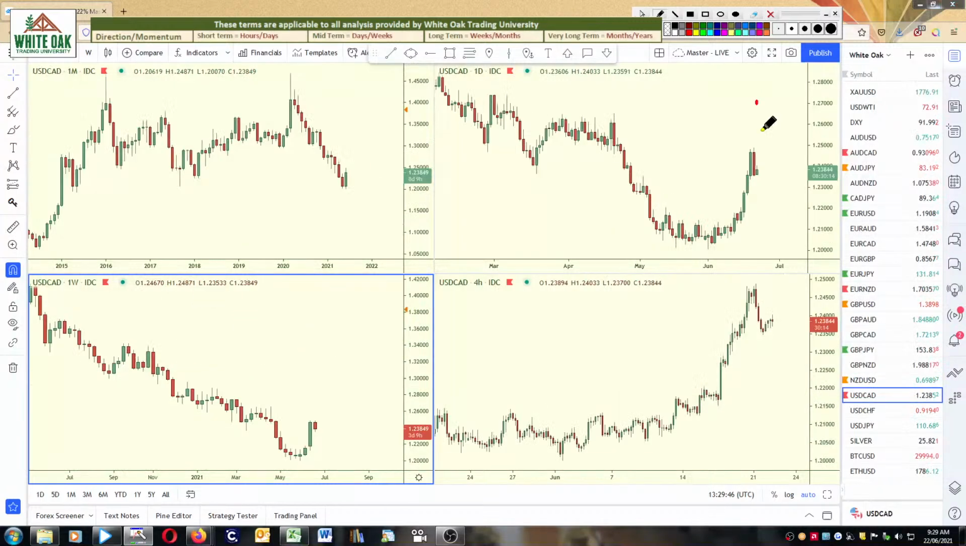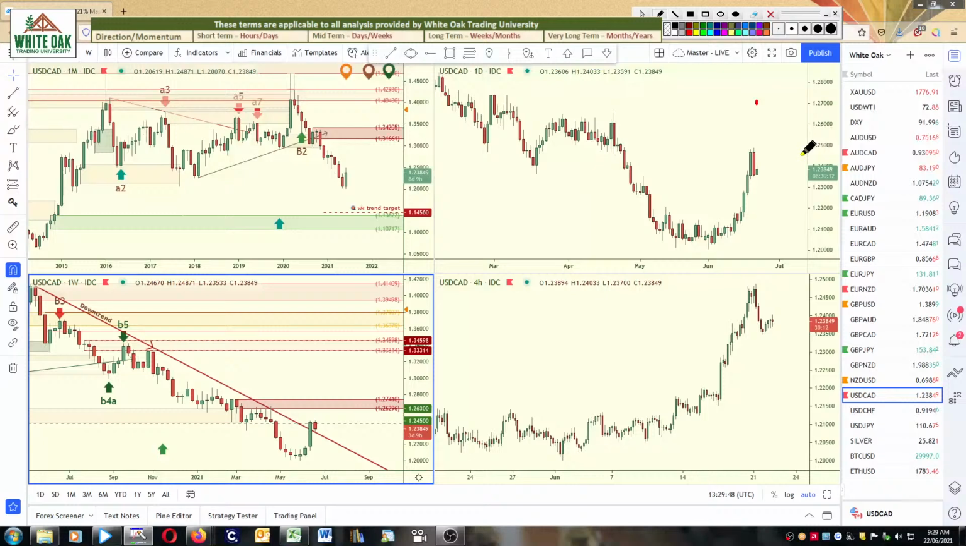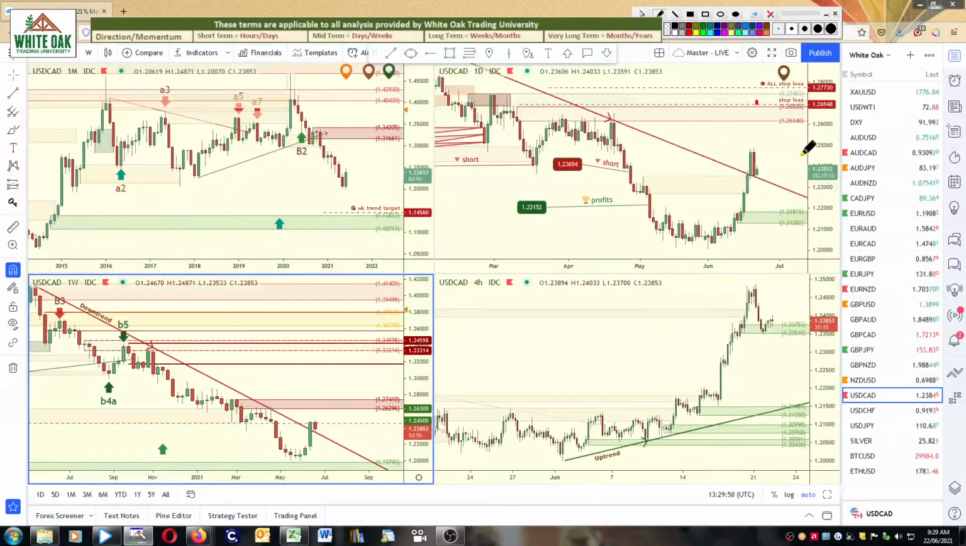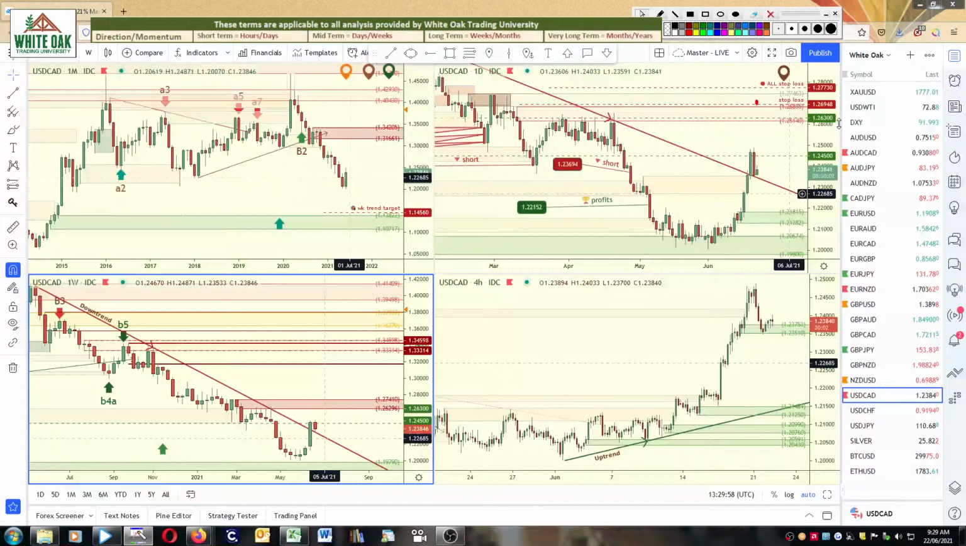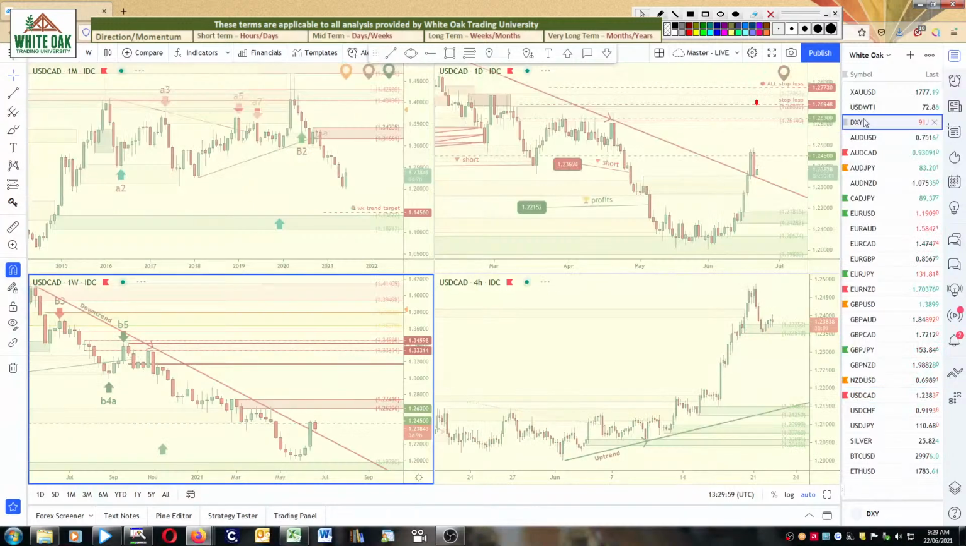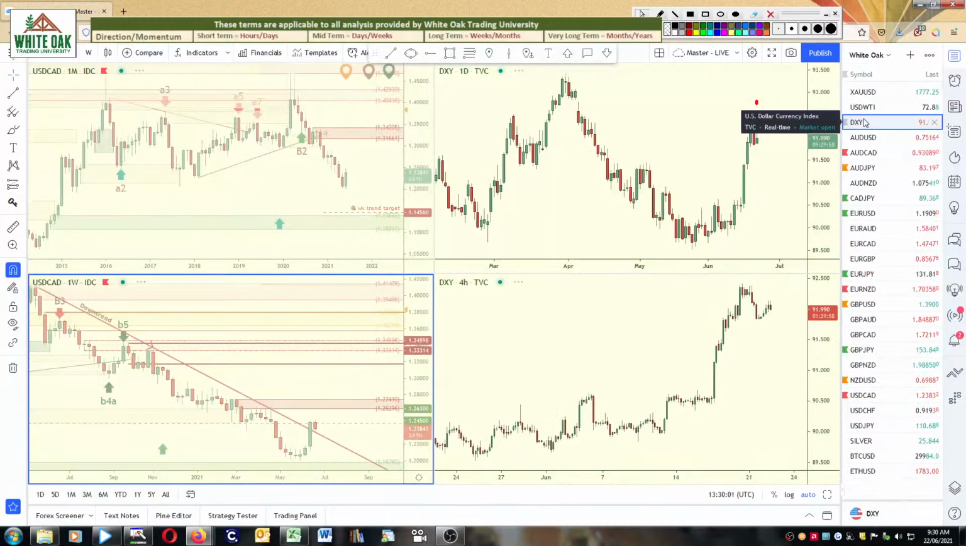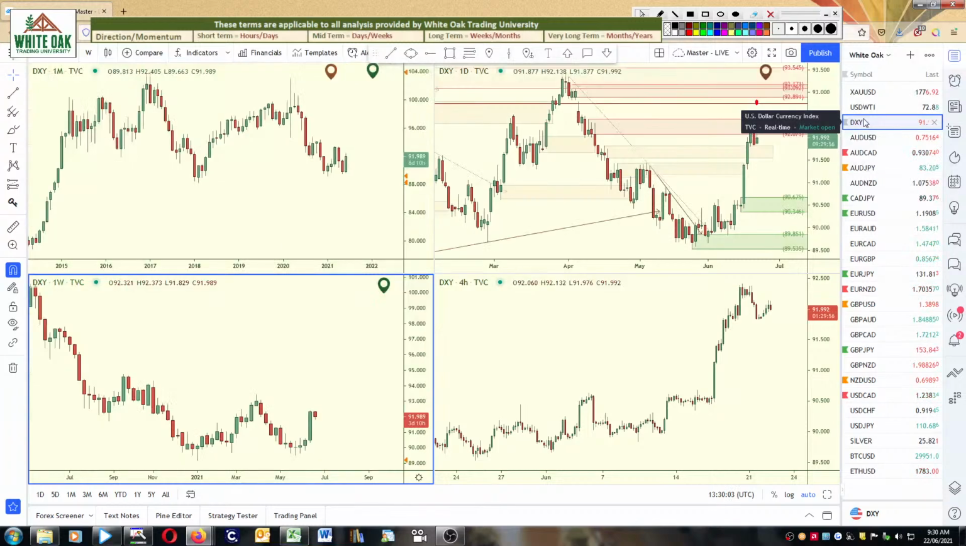A big increase in price on USCAD, which is great, and it can continue to head higher. It's definitely got a chart that it can move higher. Let me quickly move over to the dollar. I want to take a quick look at the dollar again. Yeah, the dollar can move higher as well.